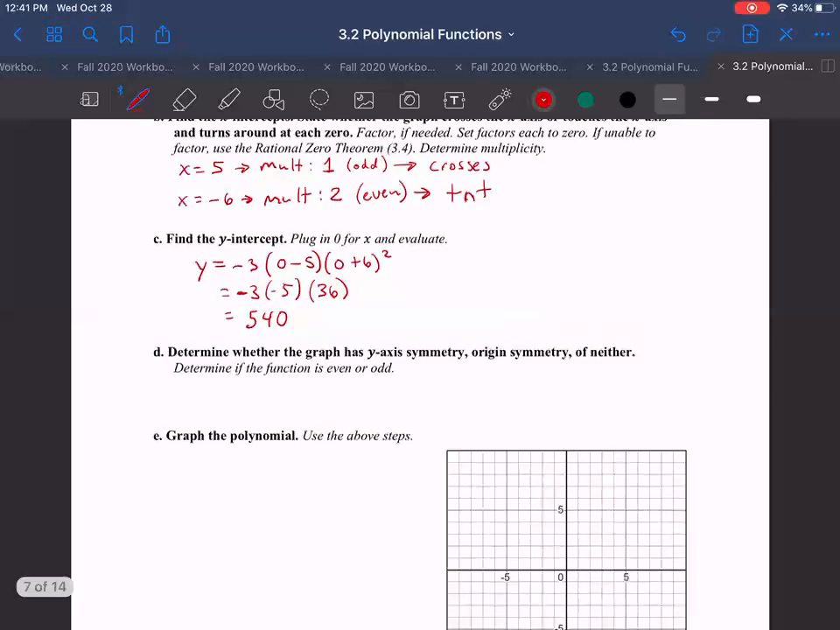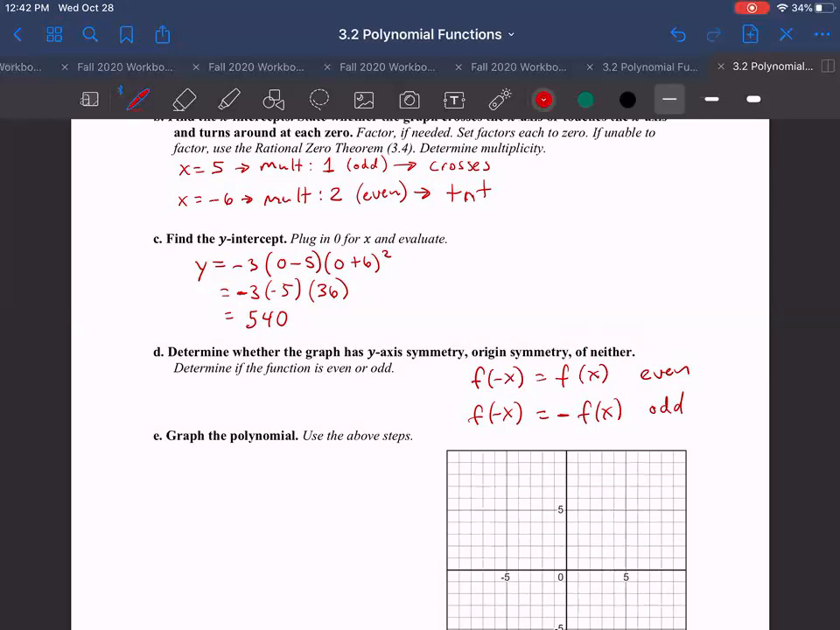And then determine whether the graph has y-axis symmetry, origin symmetry, or neither. So in other words, determine if it's even or odd. Remember, even functions is when you substitute every x with a negative x, and then it turns out to just give you the exact same equation back. Odd functions is if you replace every x with a negative x and you get the negative of your original function. So the even function gives you symmetry around the y-axis. The odd function gives you origin symmetry.